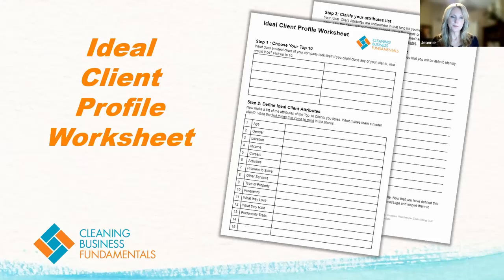The next step is going to be to define the ideal client attributes. What is it about them that sets them apart? They may not be the things that make them ideal, but you probably will start to see a pattern when you look at those 10 people. I've listed some attributes here on the form that you can use. Some that are really important though are location, income. Generally, we know in my market that people need to be making at least $100,000 generally to be a client of ours. Not always, but generally.